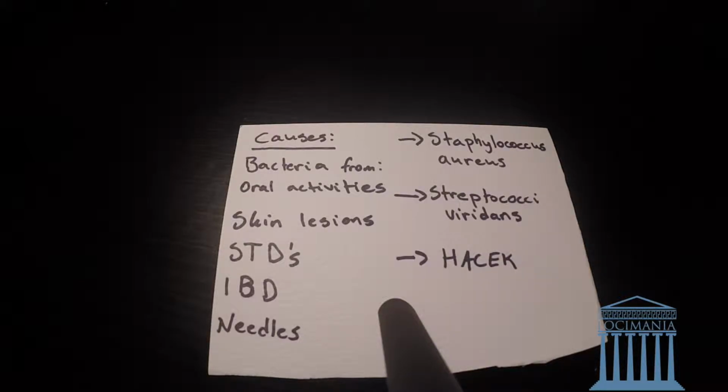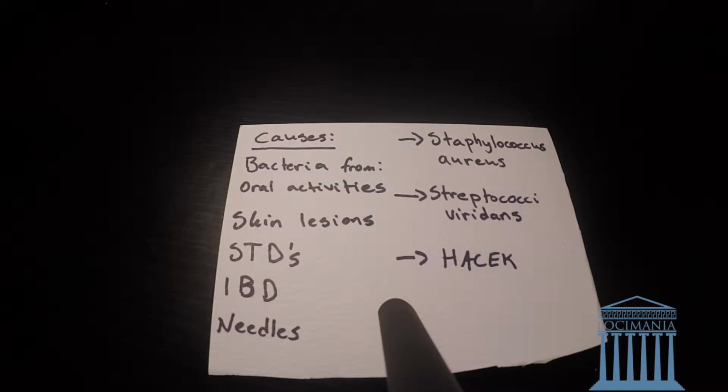Which bacteria may you see in this kind of patient? Most commonly you'll see Staphylococcus aureus, Streptococci viridans, and a group of bacteria called HACEK, which is a specific group of bacteria.